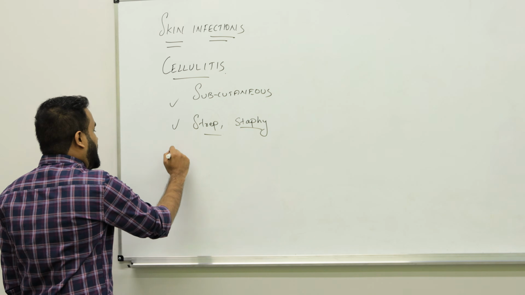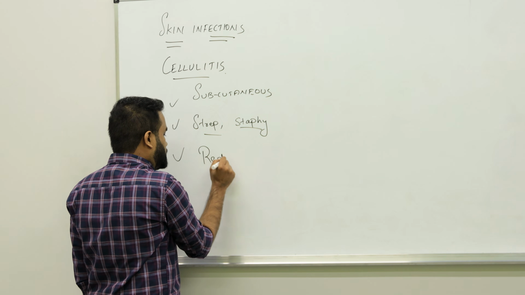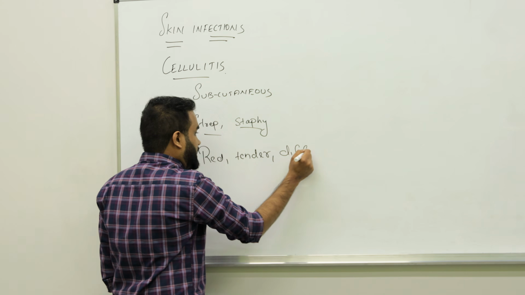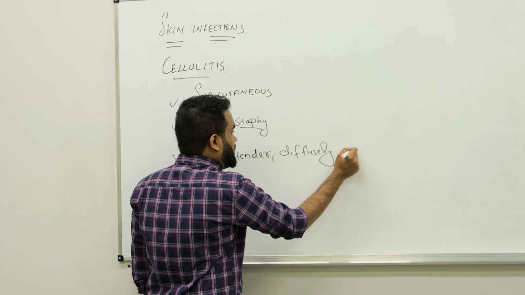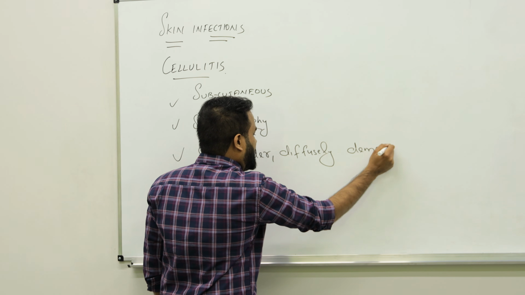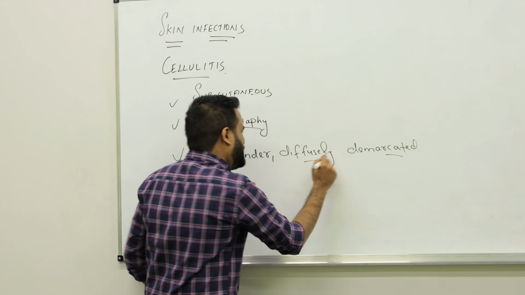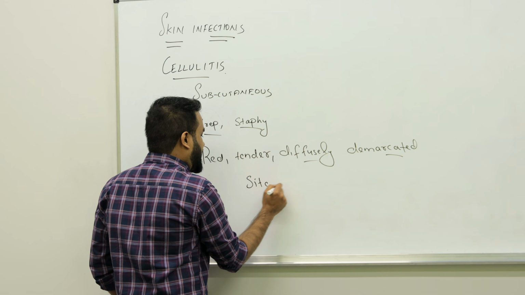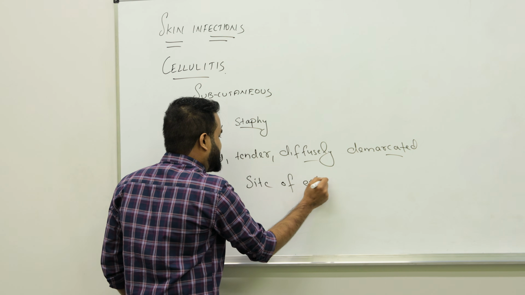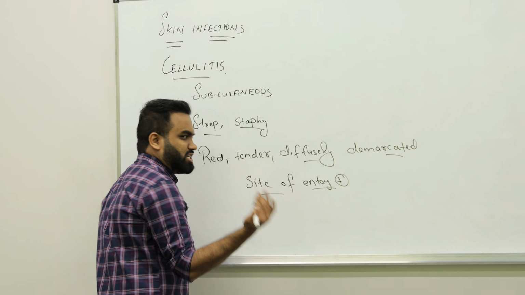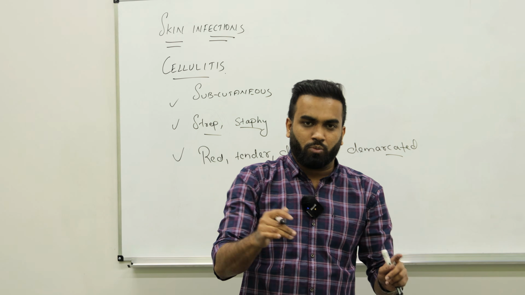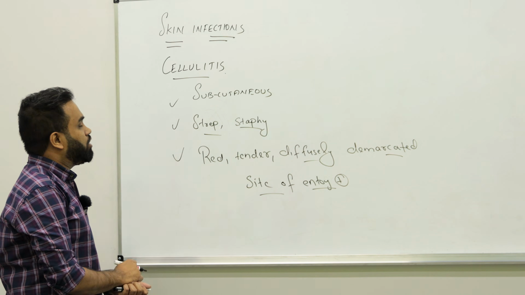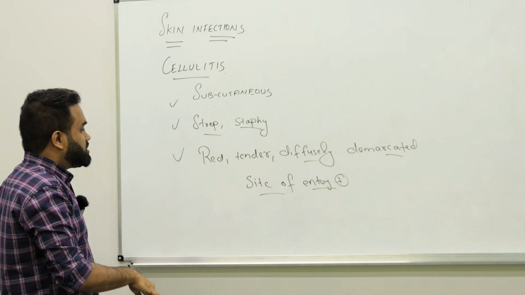Cellulitis. You will have a red, tender, diffusely demarcated area. It will not be well demarcated, it will be diffusely demarcated, and here the site of entry will be positive. You can see that the organism entered through the skin, like you can see in that macroscopic or microscopic picture. The site of entry will be positive for cellulitis.